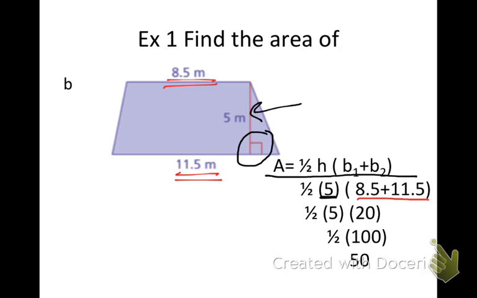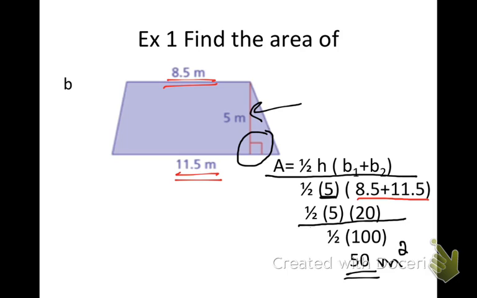I'm going to add those two together. Now, I tried to take a shortcut on the math, but 1/2 of 5 is not an easy number, so I left that. Because I know if I take 5 times 20, I get 100, and 1/2 of 100 is 50. And again, I need to have my units, which will be meters squared.